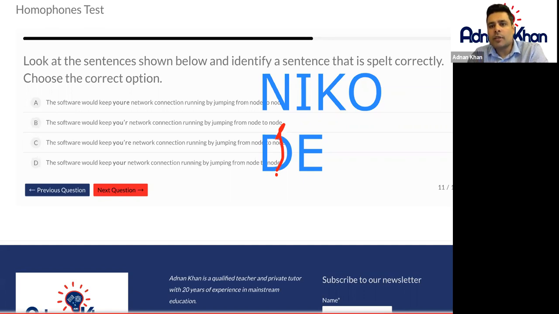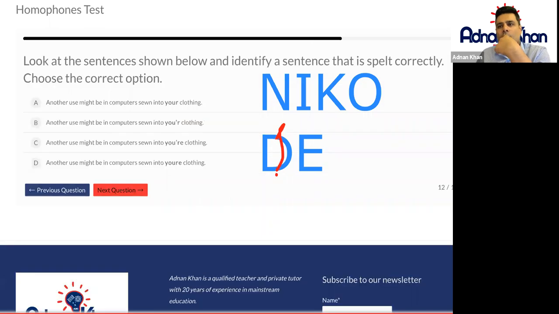And why do you distinguish this one from the others? The first one doesn't have an apostrophe, so it's wrong. The B just has an R. It should have an RE. C is the wrong your because it doesn't make sense, because it would say the software would keep your network connection. Correct. I would agree with you there. That's correct. Well done. And one more.